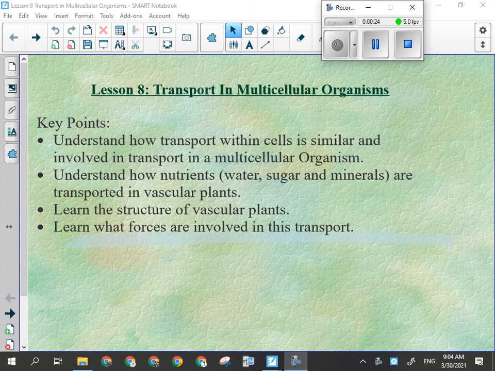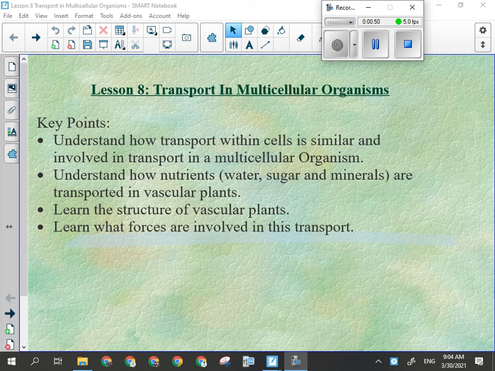Obviously, we're not going to use diffusion, and neither is a plant, to transport water from its roots to its leaves, especially if it's a giant sequoia tree that is 200 feet tall. Diffusion is not going to be an effective way to transport materials over that distance, but that doesn't mean it can't play a role. And osmosis is also going to play a role.